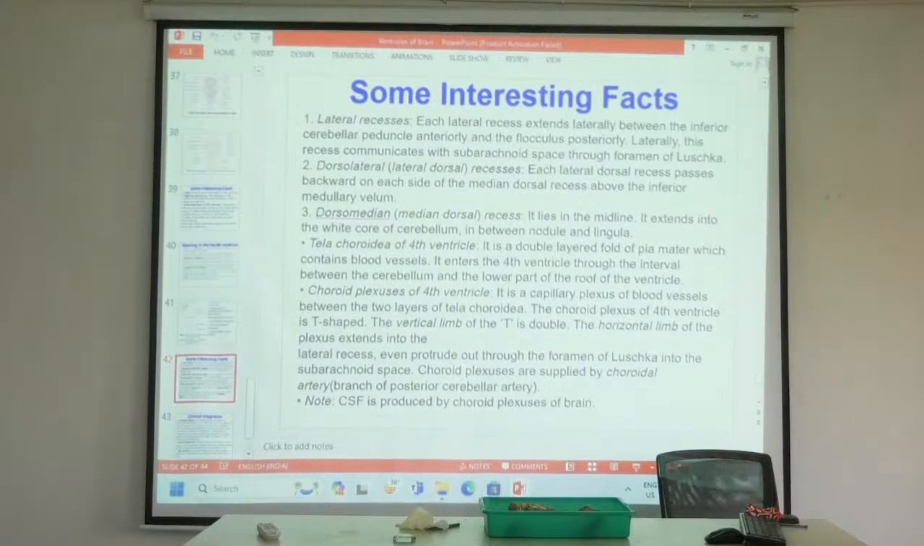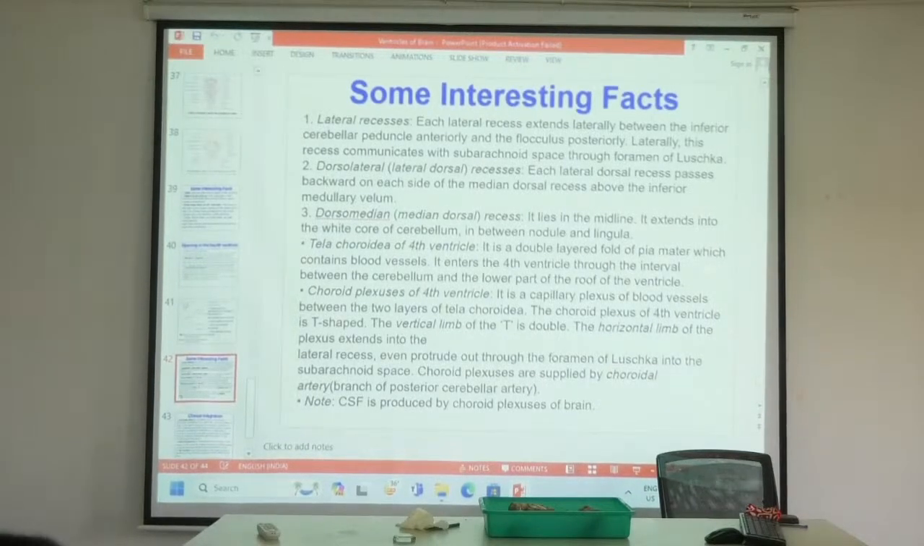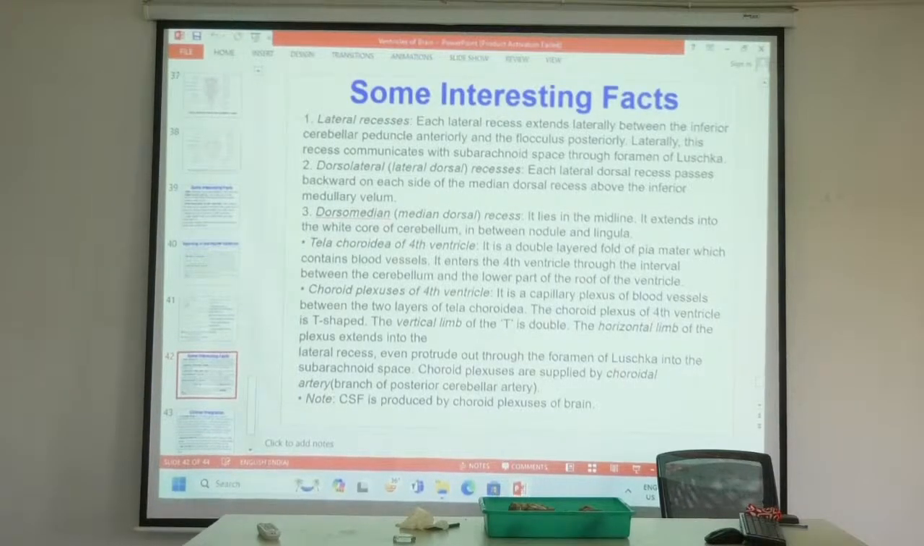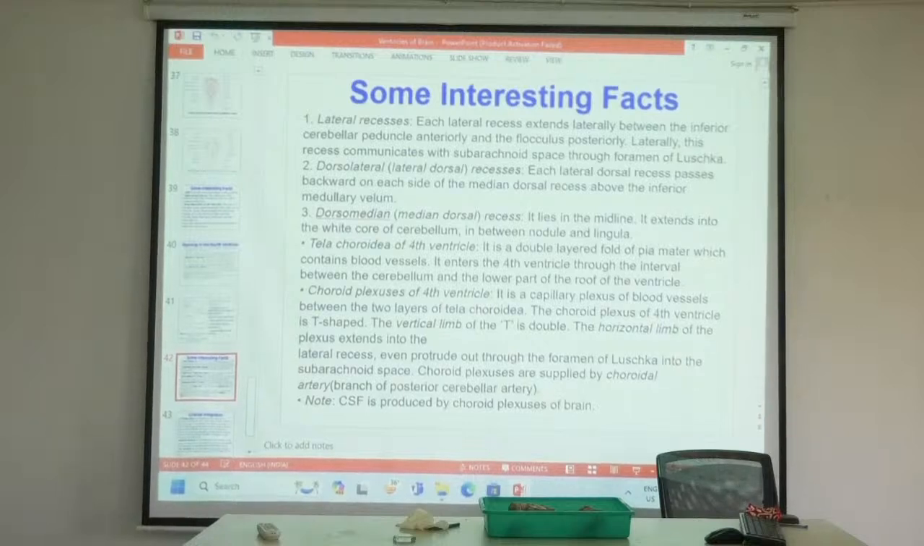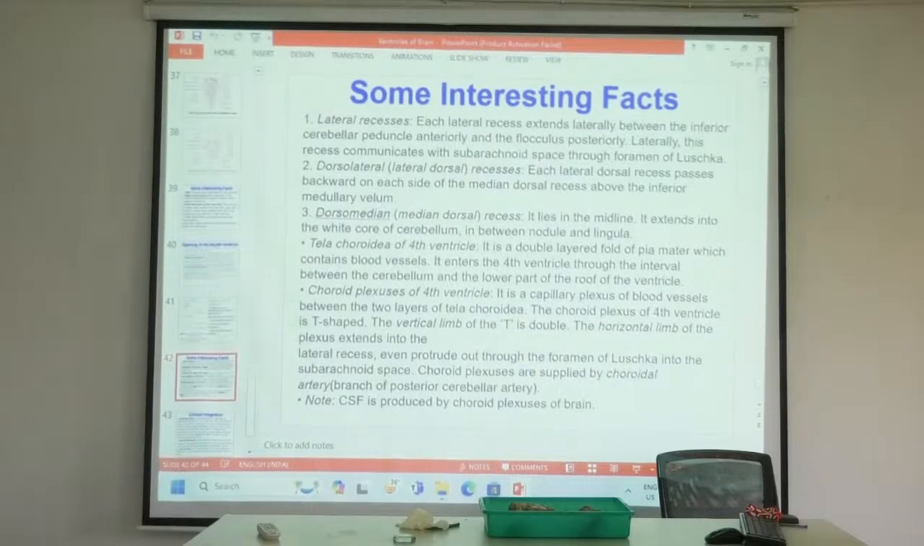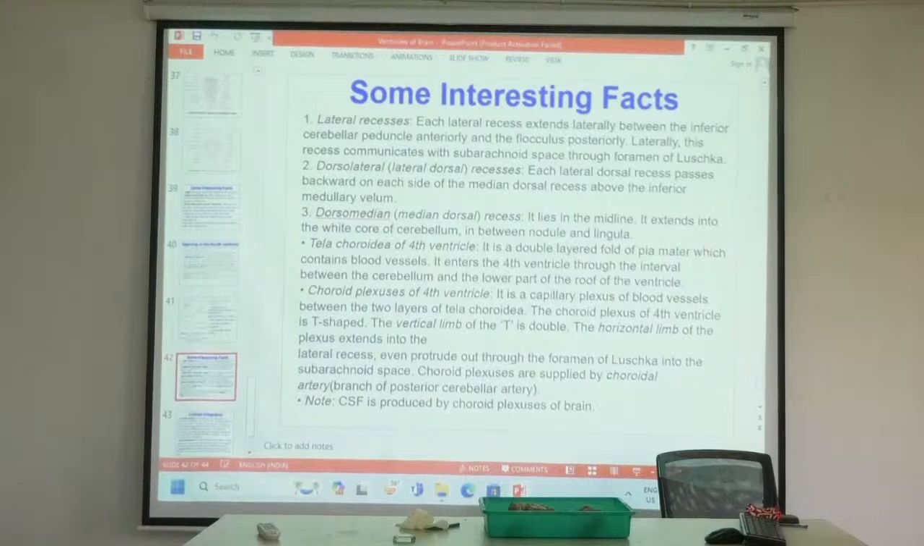Tela choroidea of the fourth ventricle. It is a double-layered fold of pia mater which contains blood vessels and enters the fourth ventricle through the interval between the cerebellum and the lower part of the roof of the ventricle. Next is the choroid plexus of the fourth ventricle. Sometimes it is asked as part of a long question: choroid plexus of all the ventricles. You have to discuss where it enters and what blood vessels lie within it, for the lateral, third and fourth ventricles. Like this, all the points you have to write.